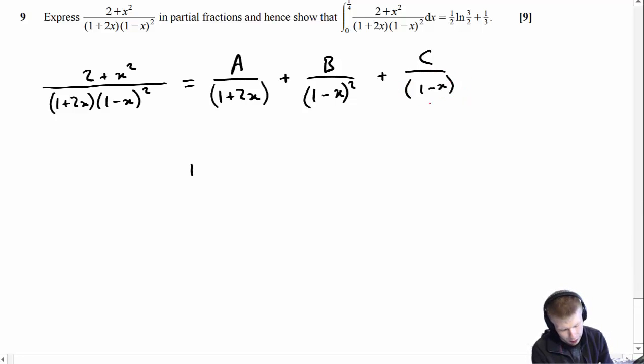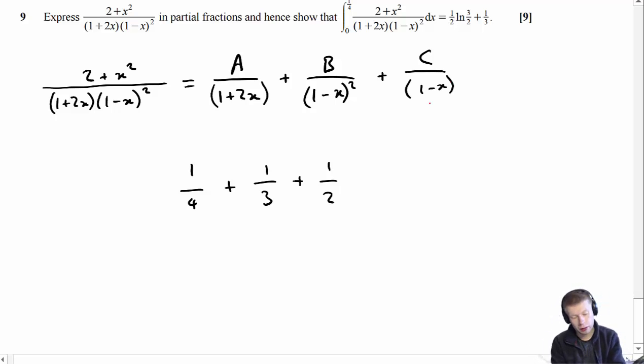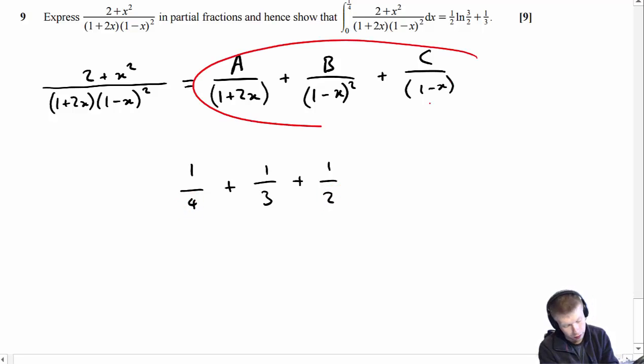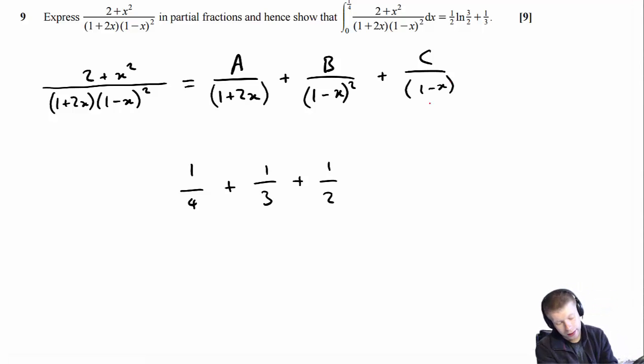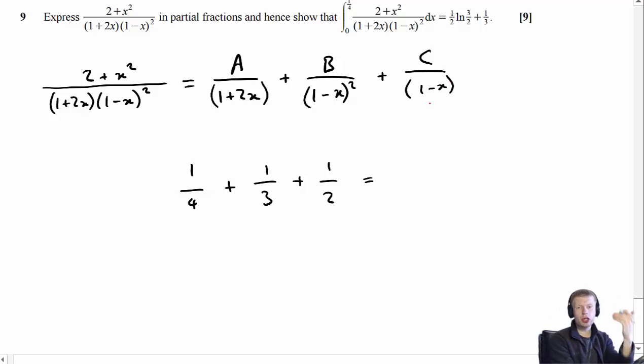Let's say we have 1/4 plus 1/3 plus 1/2. That's basically what we've got going on here, because of course a 4 is just 2 squared. So it's basically what we've got over here, just in a slightly different order. Now if I was going to combine these things together, I would look for the lowest common denominator sort of automatically, right?